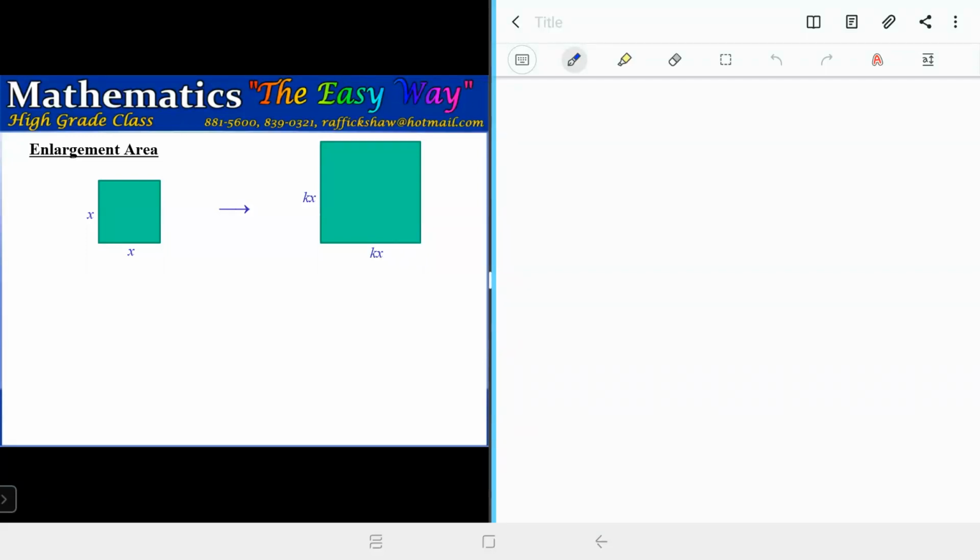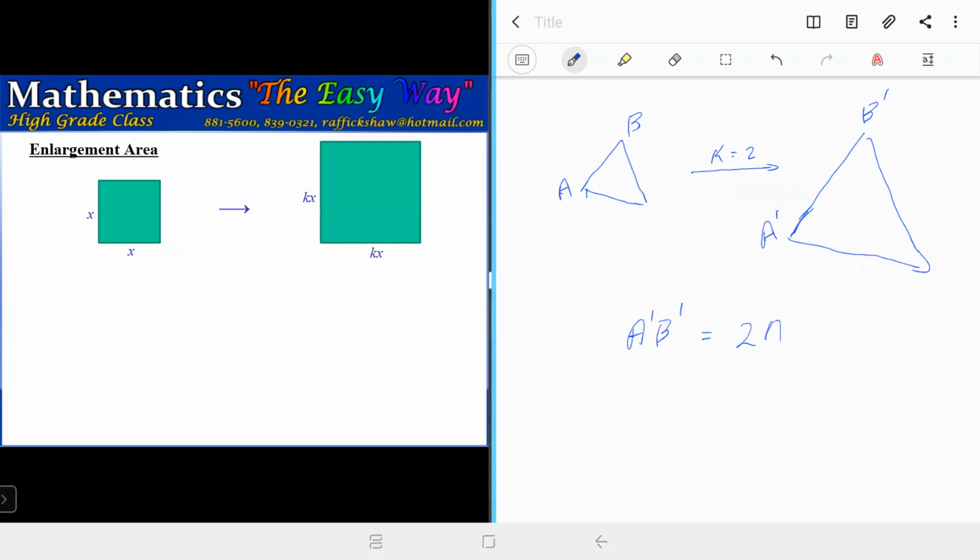Generally speaking, in enlargement, if you have a triangle, for example, and the triangle undergoes an enlargement of scale factor 2, then we know that basically the sides are doubled, right? This side is AB, and this side is A prime B prime. Then we know that A prime B prime will be equal to 2 times AB. In essence, A prime B prime is the scale factor times AB.